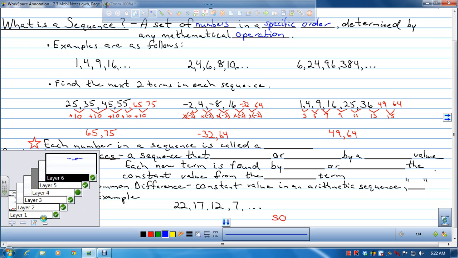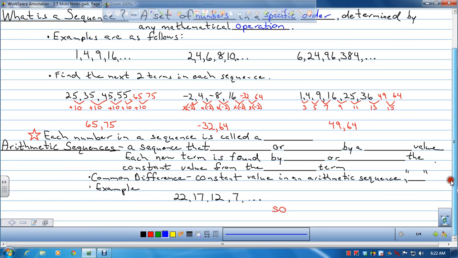Okay, so let me get down there. Alright, so one important takeaway out of this is each number in these sequences is called a term. That is something you need to be comfortable with. So take this one for instance. This is term number 1, term number 2, term number 3, 4, 5, and 6.